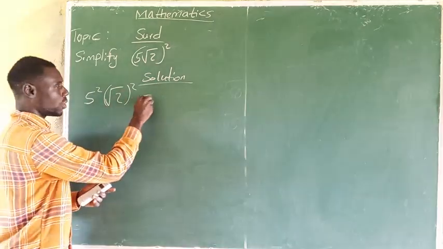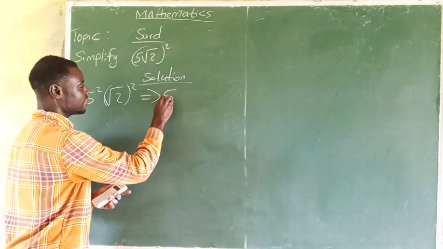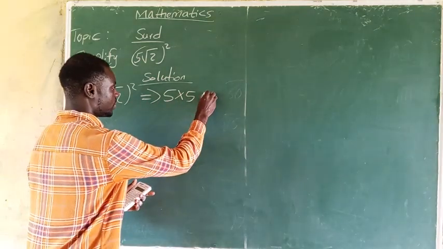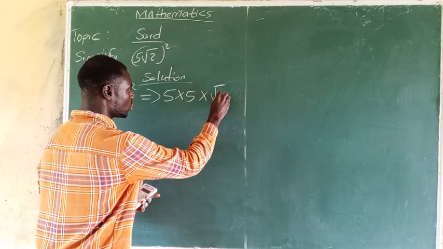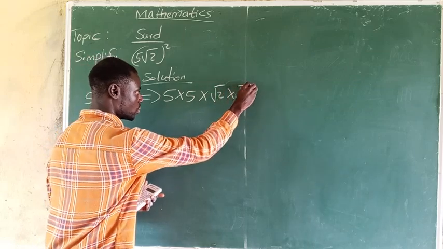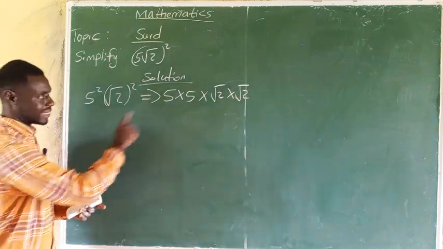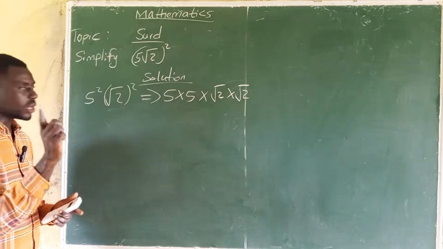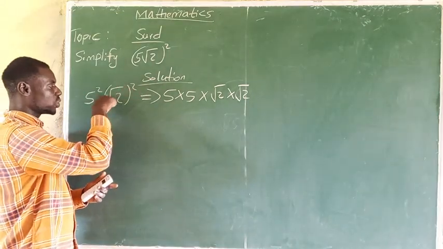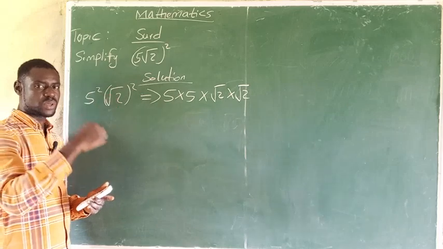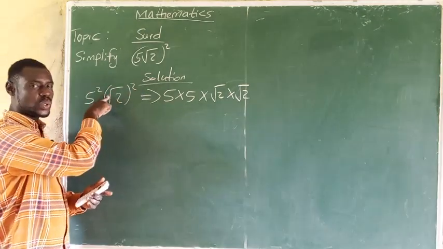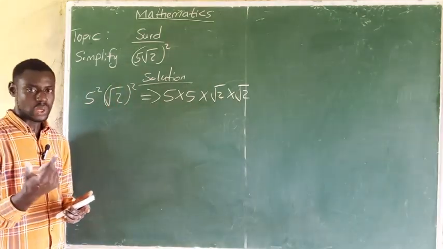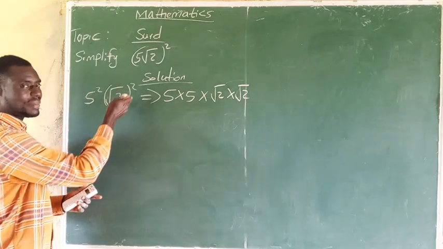Now observe, this can also be written as 5 times 5, and then √2 times √2. You can write this as this, you are still correct. Okay? Now, if you check very well, whenever there's a root, the same root, like this one is a square root, meaning 2. Whenever a root and the powers are the same, they will cancel each other. They will cancel out. So in this place, I can easily get my answer.